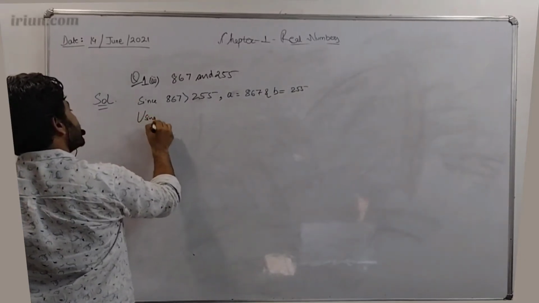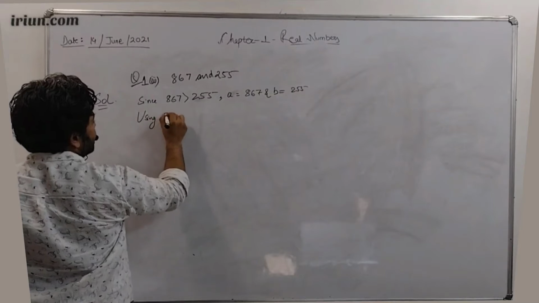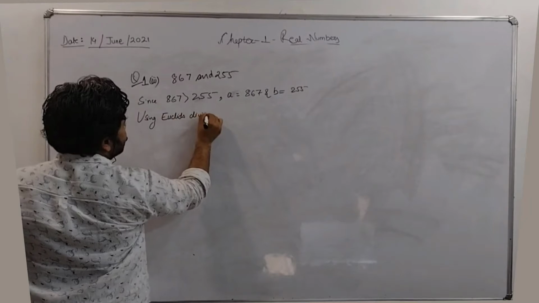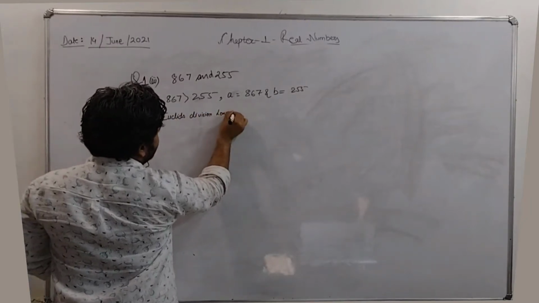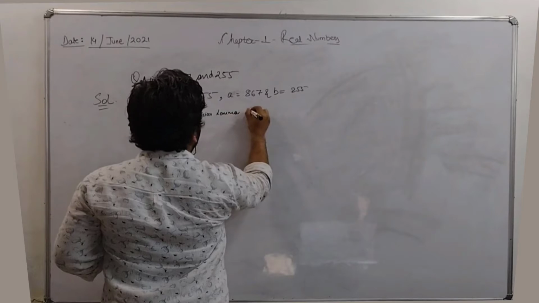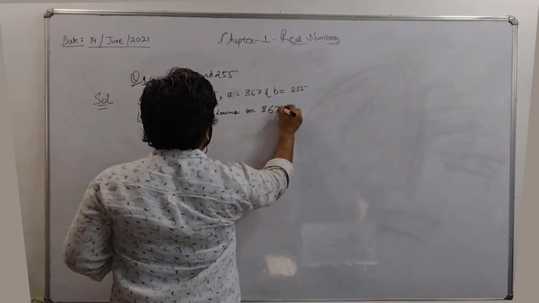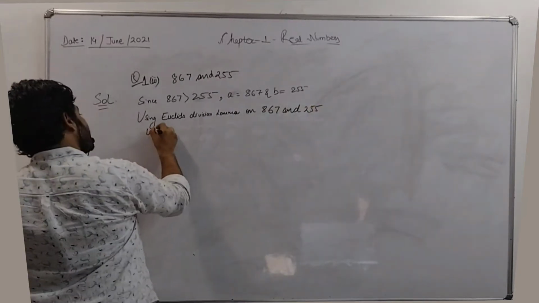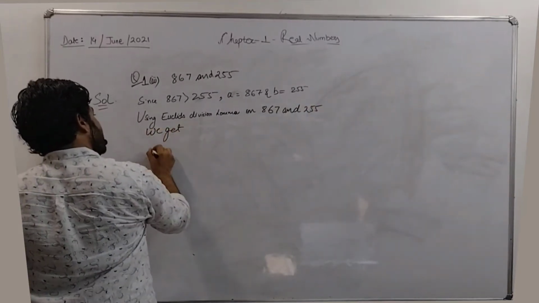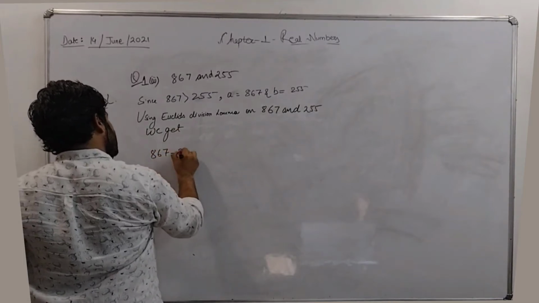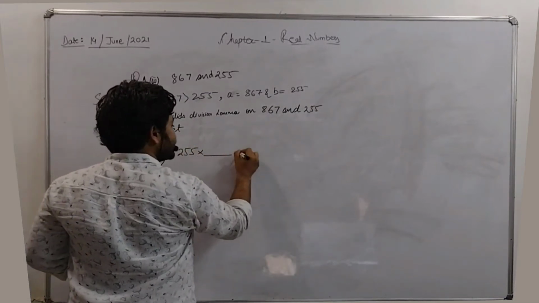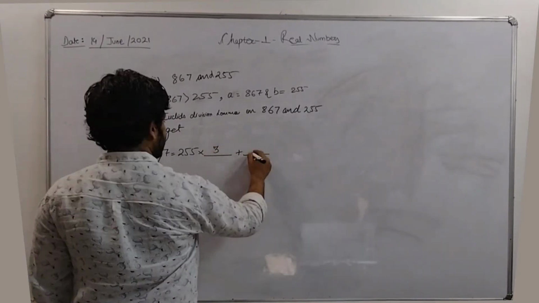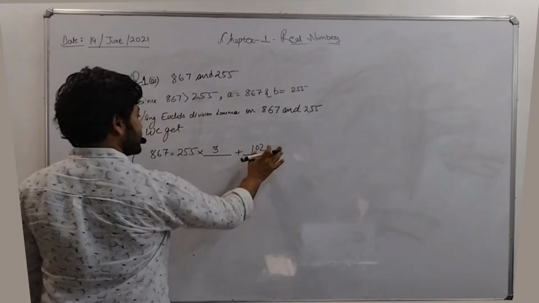Applying Euclid's division lemma on 867 and 255, we get 867 is equal to 255 into dash plus dash. Here we'll get into 3, and 102 will be left behind. So the answer here is not 0.